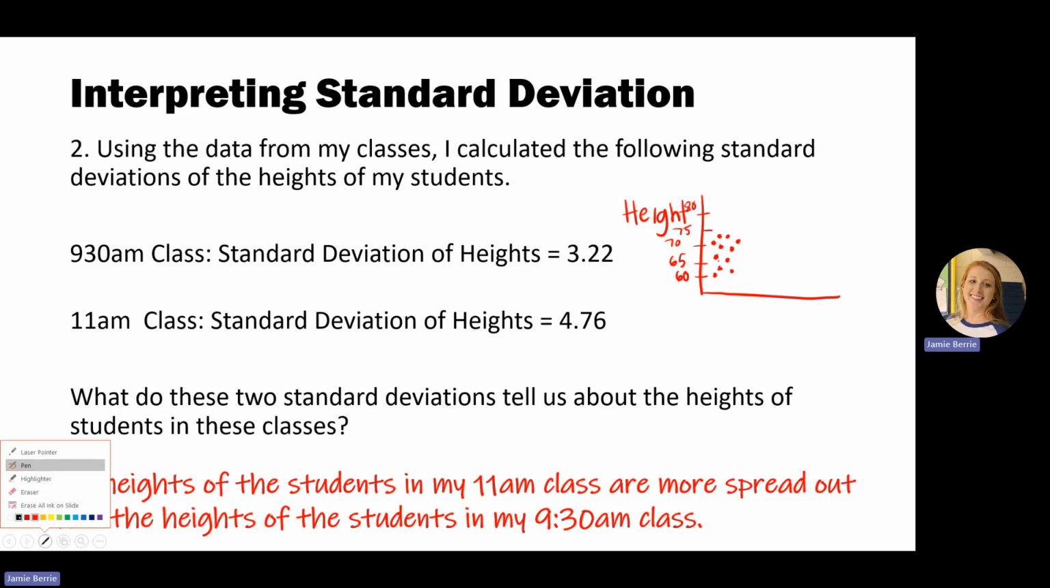Class, they were a little bit more spread out. So maybe we had some really tall people in that class, or maybe we had some really short people in that class. All right. So their heights were just a little bit more spread out, less clustered together. So this was the 9:30. Here's the 11 o'clock. All right. So if I'm picturing this in my mind, for the smaller standard deviation, the heights are more clustered together, whereas for the larger standard deviation, the heights are more spread out.